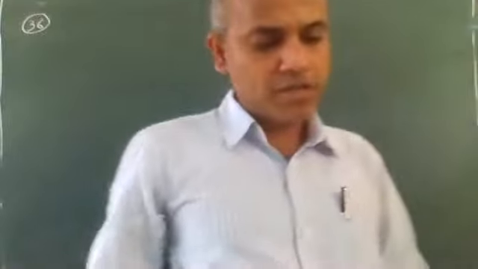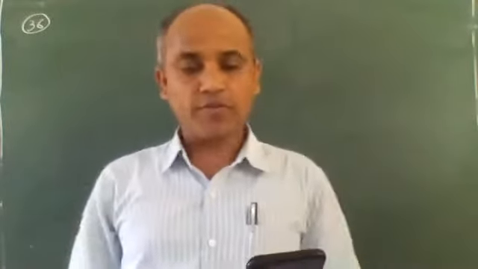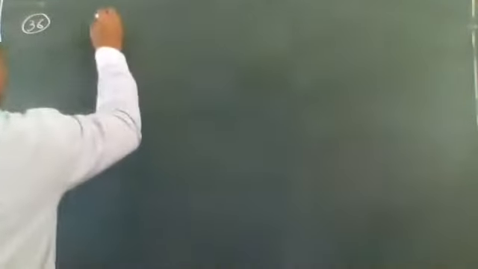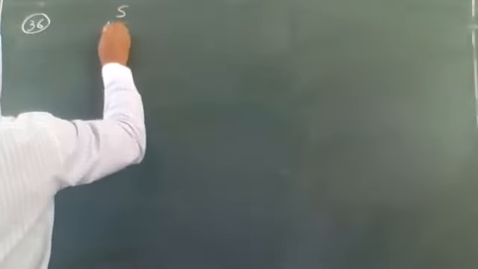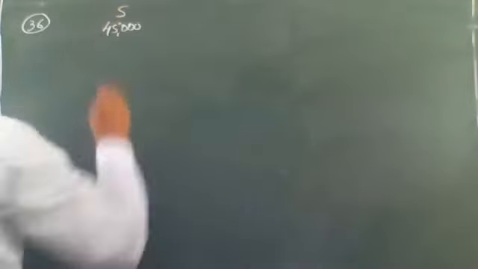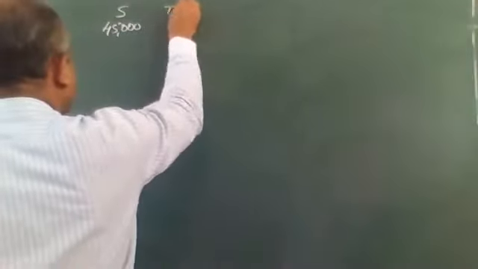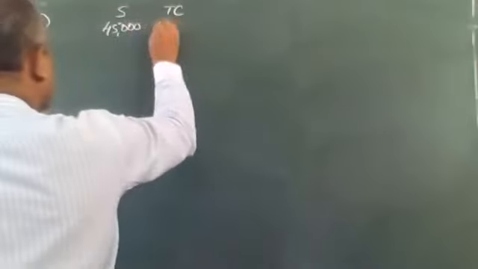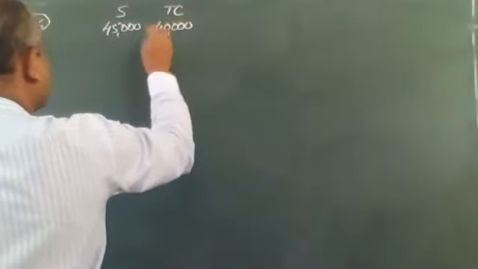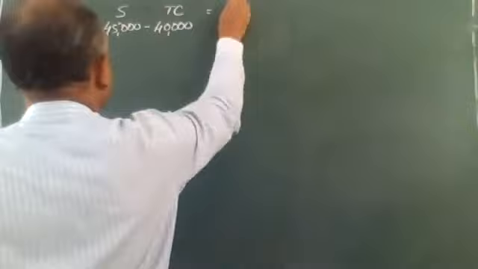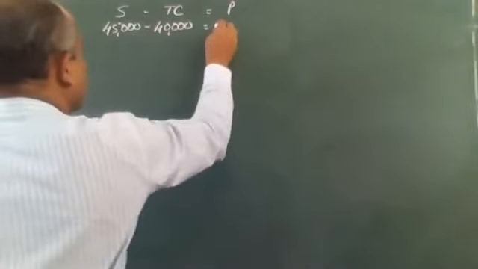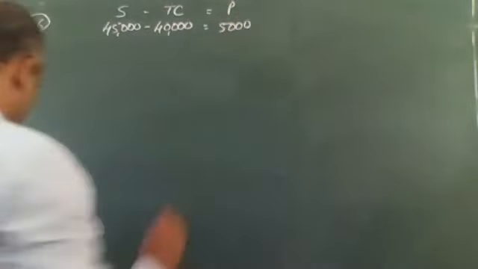Now, question number 36. Hyderabad Industries Limited's sales amounted to 45,000. Very good. It is given sales is 45,000 and the total cost is 40,000. As we have just done today, sales minus total cost is profit, right? So 45 minus 40 is 5,000 profit.